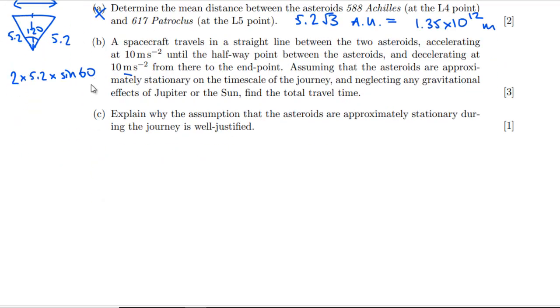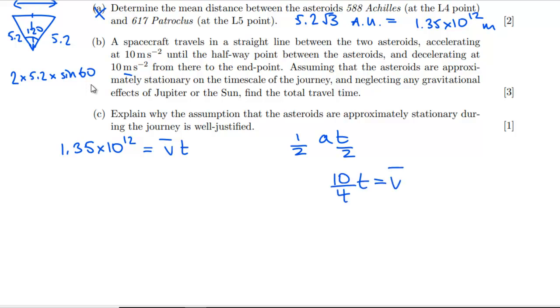So we've got that distance then of 1.35 times 10 to the 12. That's how far it's gone. So that must be our average velocity multiplied by our time. Our average velocity, so the change in the velocity is the accumulation of the acceleration, but that's over half of the time. That's our change in velocity, and the average velocity is going to be half the change in the velocity. So we need to do a half of the acceleration multiplied by half the time. The acceleration is 10, so we're going to have 10 over 4t is v bar.